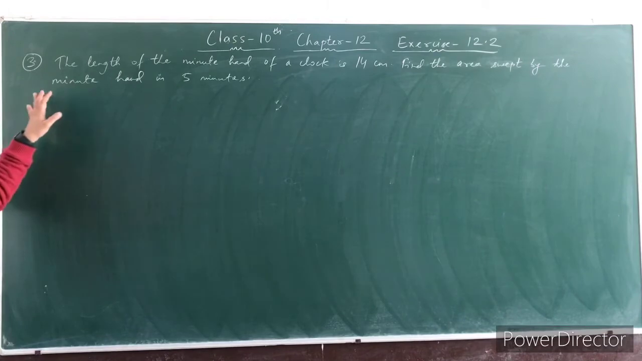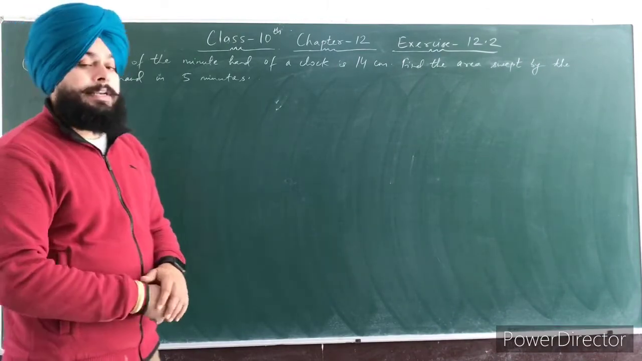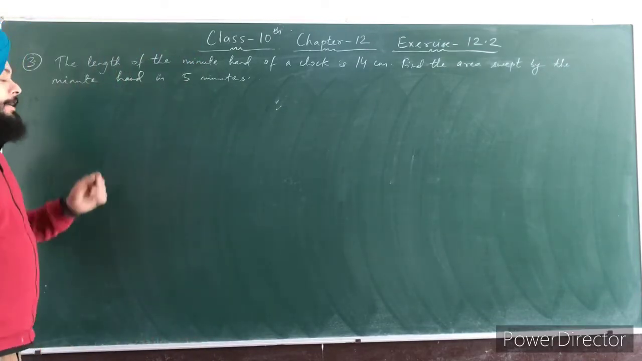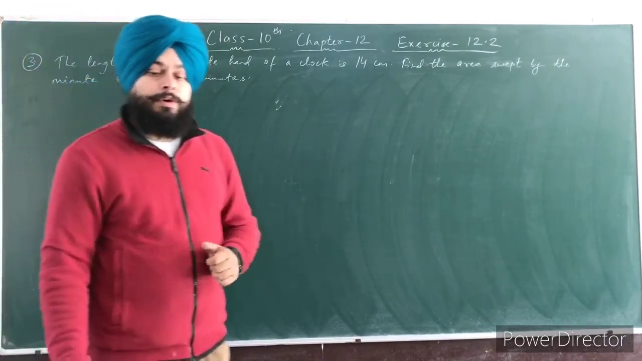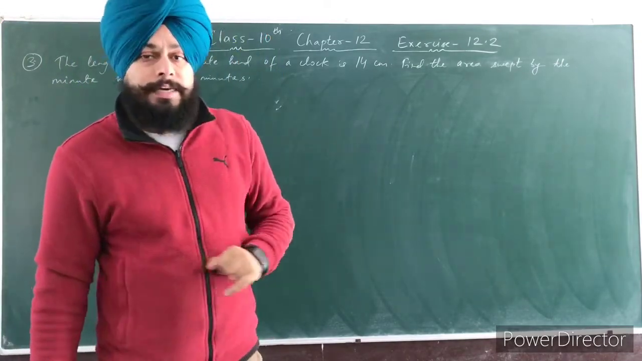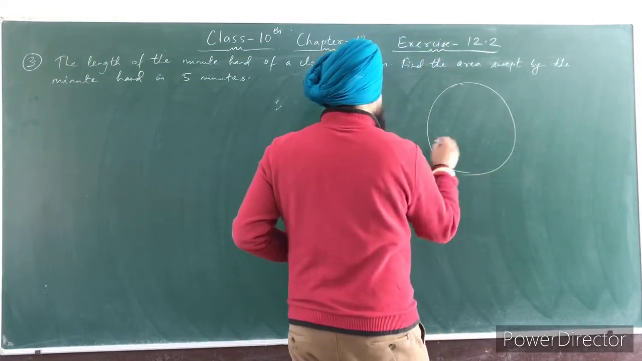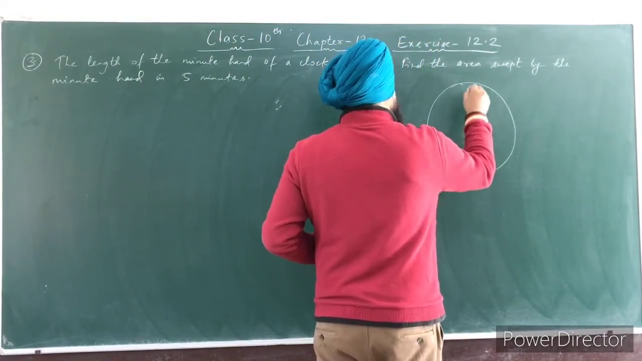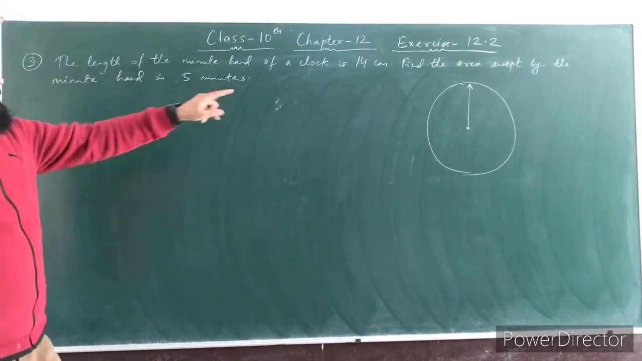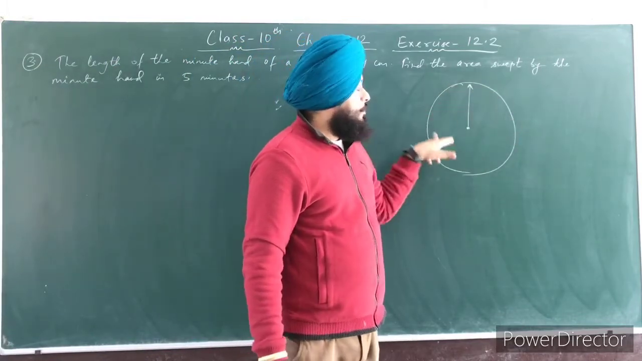Next, this is your question number 3. The length of the minute hand of a clock is 14 centimeter. Find the area swept by the minute hand in 5 minutes. So find the area swept by minute hand in 5 minutes. It means we have to find the area of sector. Suppose that this is a minute hand. So when you rotate clockwise, it forms a circle.